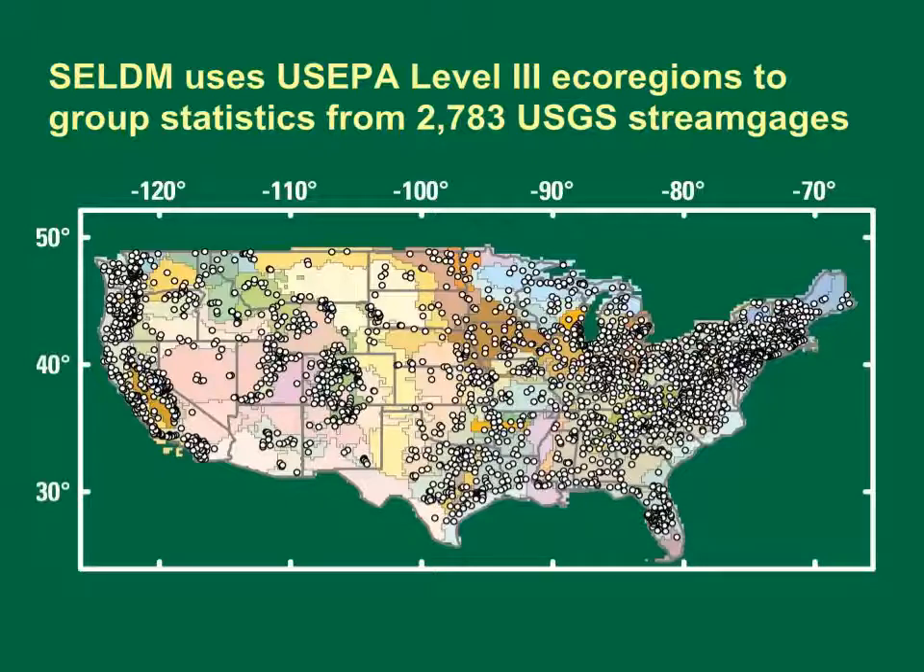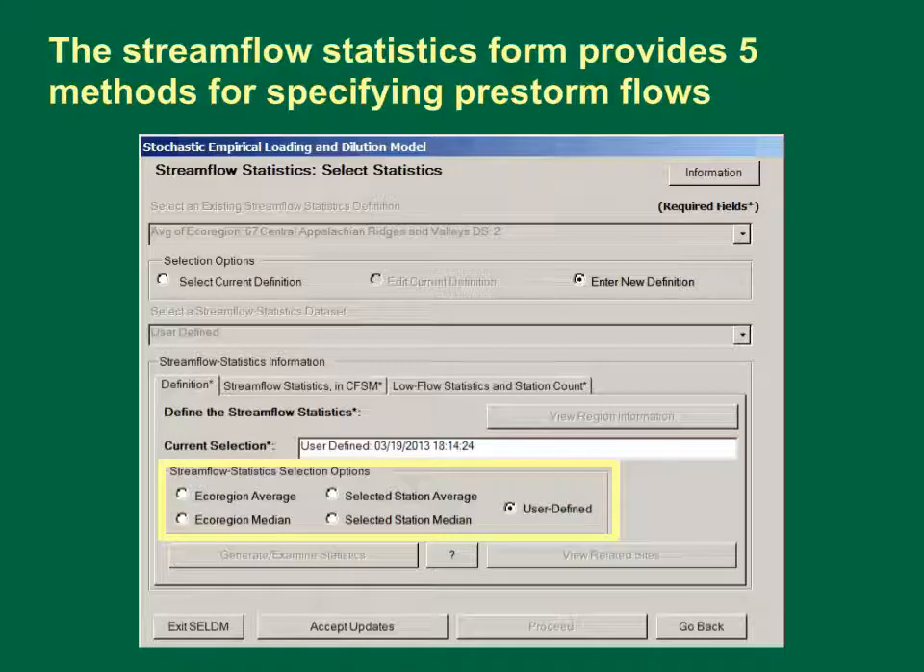Users can easily select statistics from among the individual stream gauges pre-loaded into SELDM. This is a screenshot of the SELDM streamflow form. This form provides 5 methods for selecting or entering pre-storm flow statistics. These methods are the ecoregion average, ecoregion median, selected station average, selected station median, and user-defined.